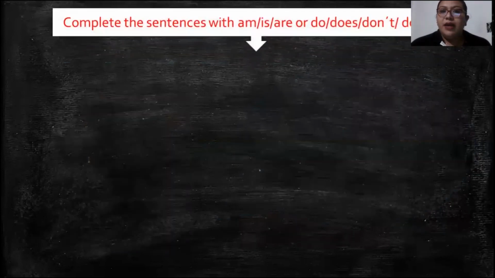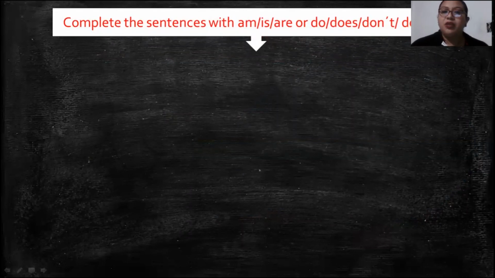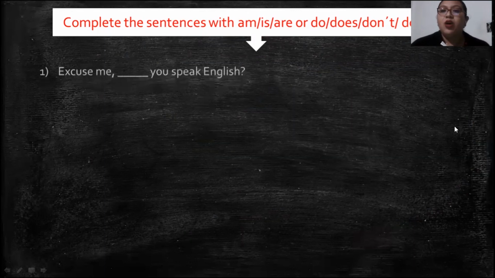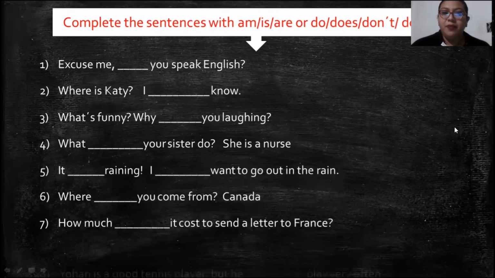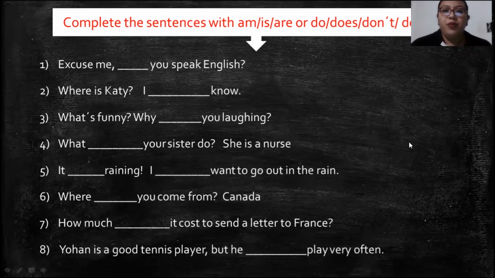So now we are going to have some activities. Okay, some sentences that we need to complete using am, is, are, or we need to use do, does, don't, or doesn't. Okay, so we have number one. Excuse me, you speak English. What do you think the correct answer is? Perfect, because we are talking about a permanent situation. Okay, and notice that the verb is in base form. It doesn't have ing.